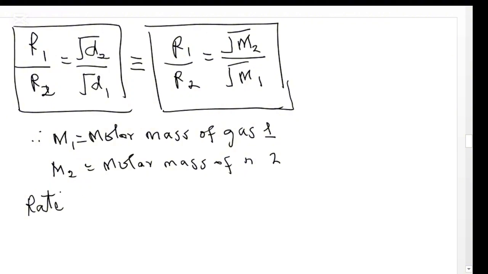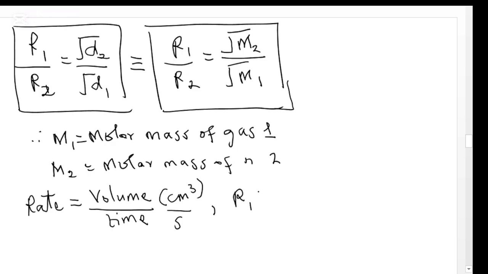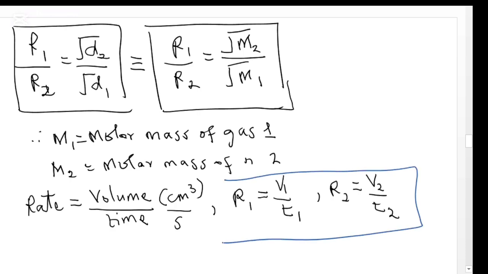Okay? So our rate, which is R, is equal to volume over time. So meaning rate is volume over time. That means the unit of volume is centimeter cube and time is seconds. So I can therefore say that my R1 can be the same as V1 over T1, and my R2 can be the same as V2 over T2. So what I will do is substitute these two R values into what I have up here. Instead of writing R1, I can put V1 over T1.